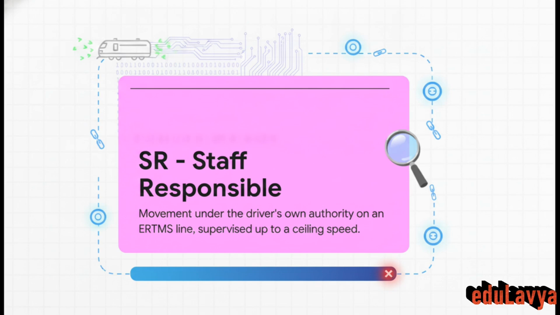This brings us to staff responsible, or SR mode. It's a pretty unique mode because it actually allows the train to be moved under the driver's own authority on an ERTMS-equipped line. But don't get the wrong idea, it is definitely not a free-for-all. The ETCS system still enforces a strict ceiling speed. Plus, a given distance is also supervised. It essentially acts as a tight digital leash to prevent runaways while the driver is operating manually.